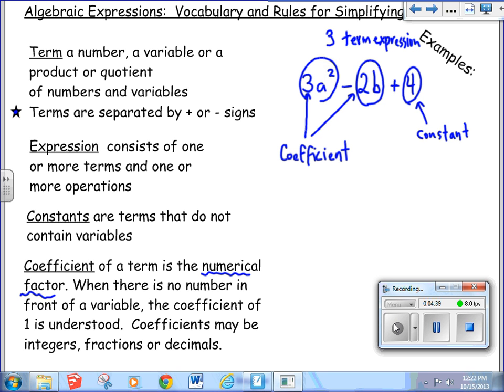It says here something else for you to remember. When there's no number in front of a variable, the coefficient of 1 is understood. It's kind of like if I say, I have a dog at home. When I say I have a dog, how many dogs do I have? Anna? 1. So when you don't see a number in front of it, it's one of them. Okay? Good thing to keep in mind. Also keep in mind that coefficients might be fractions or decimals as well as integers. Okay, I'm going to write another expression up here and I'm going to ask you some questions about it.